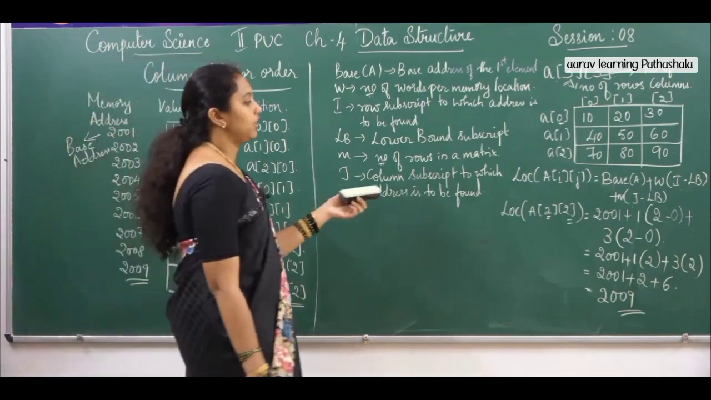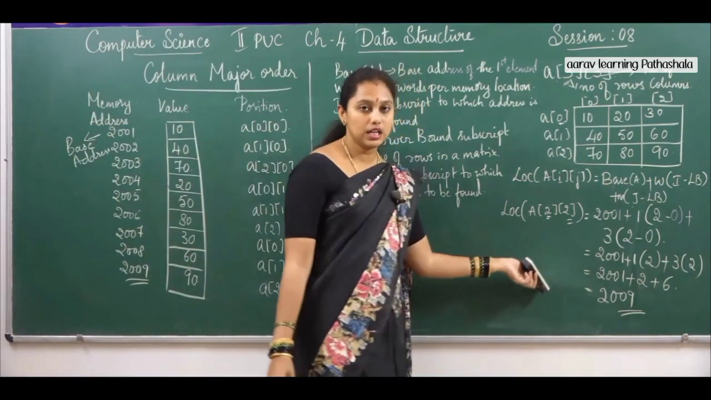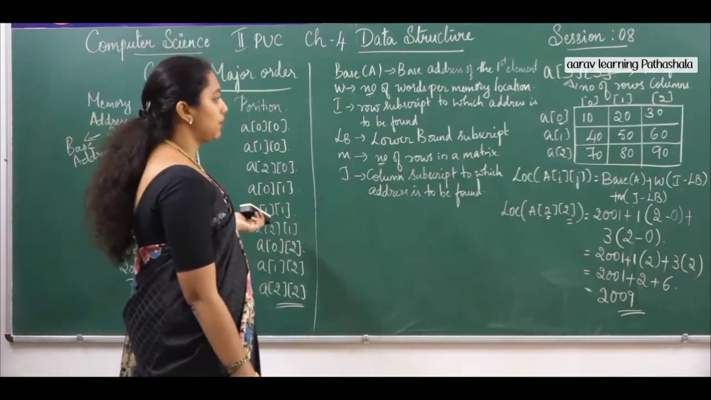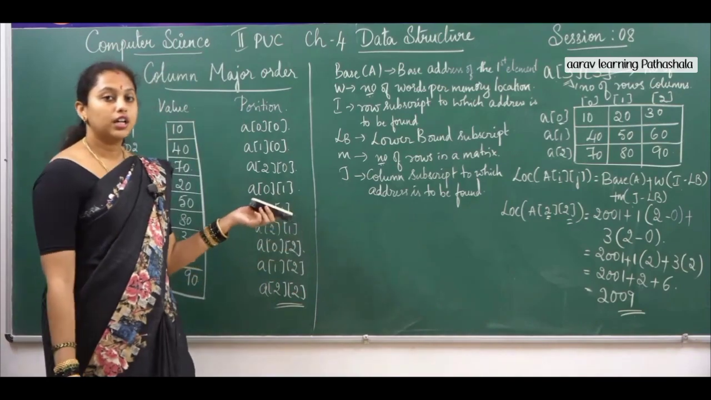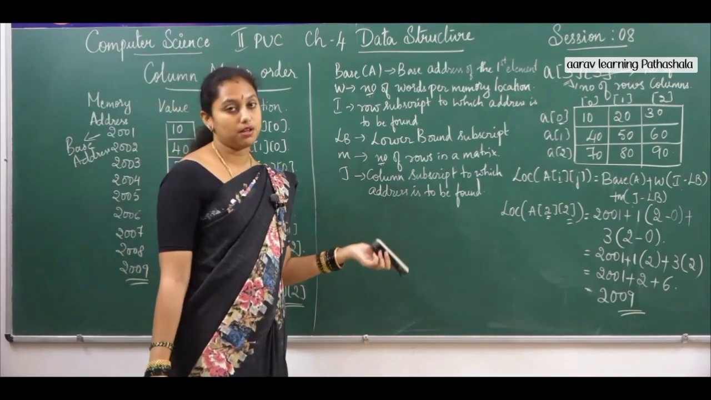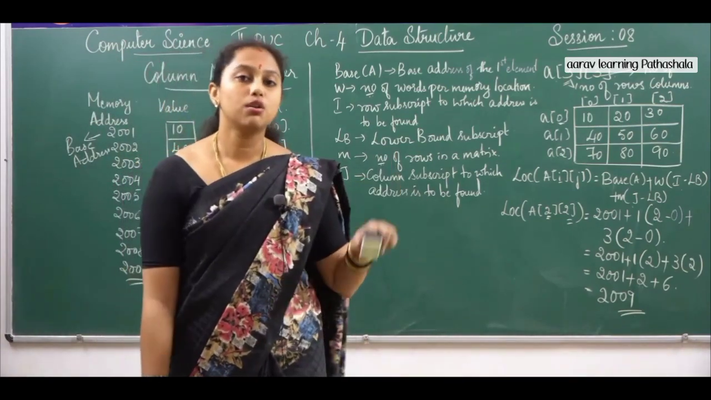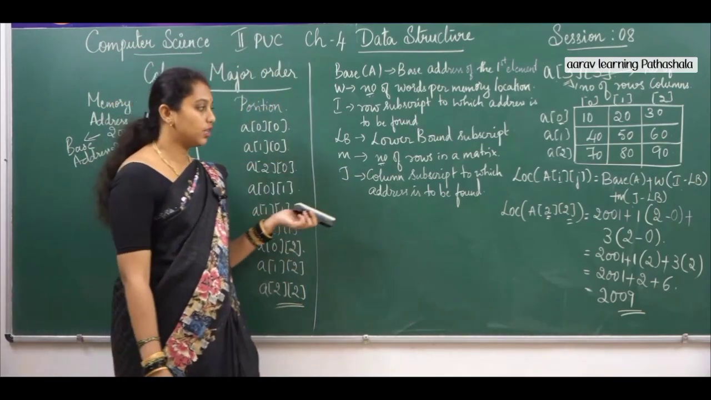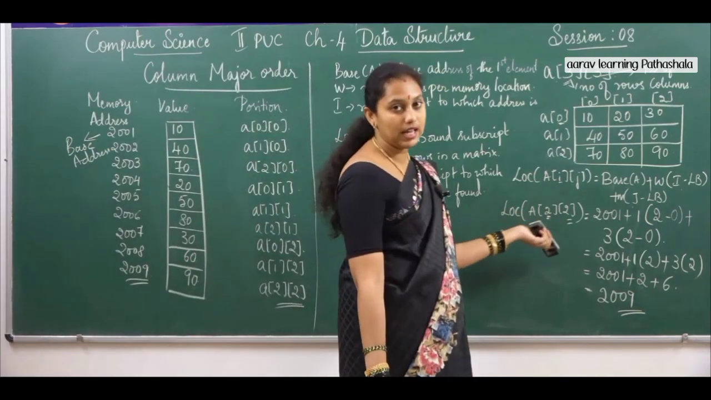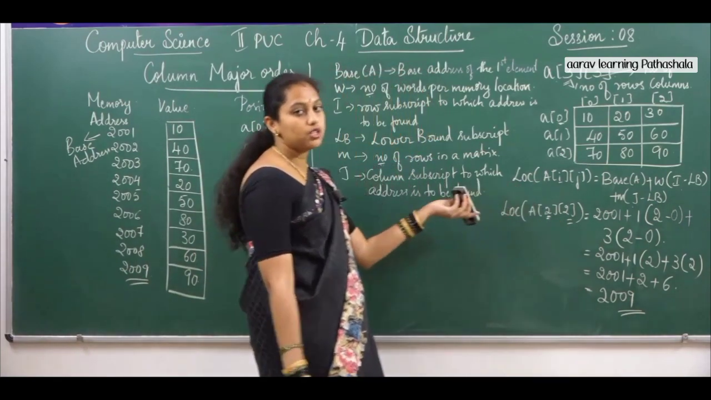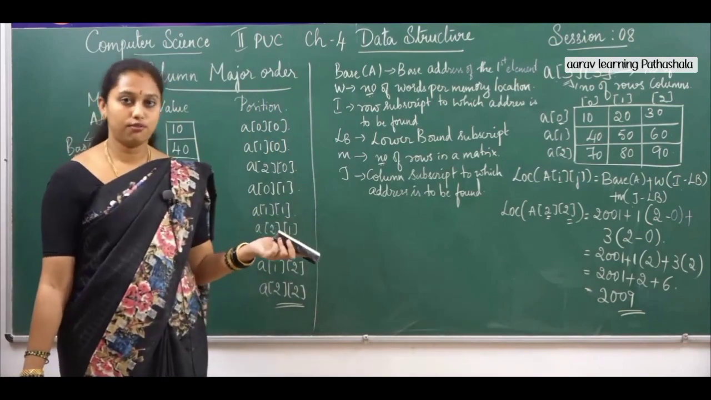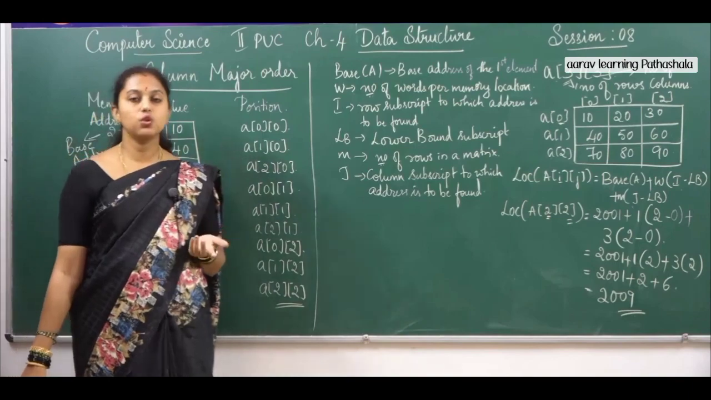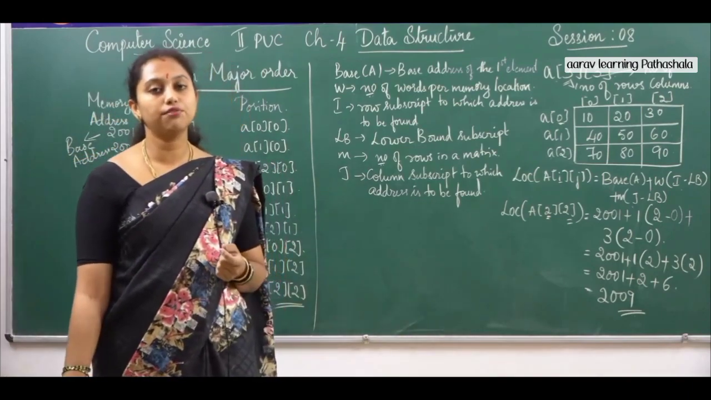This type of problems you will get for 3 marks. You can expect questions like give the memory representation of a 2-dimensional array for 3 marks. In that case you have to write both row major as well as column major order. Sometimes they will ask you to find the memory address of any element like this using row major formula or column major formula. Next, let us see the advantages, disadvantages and applications of arrays.